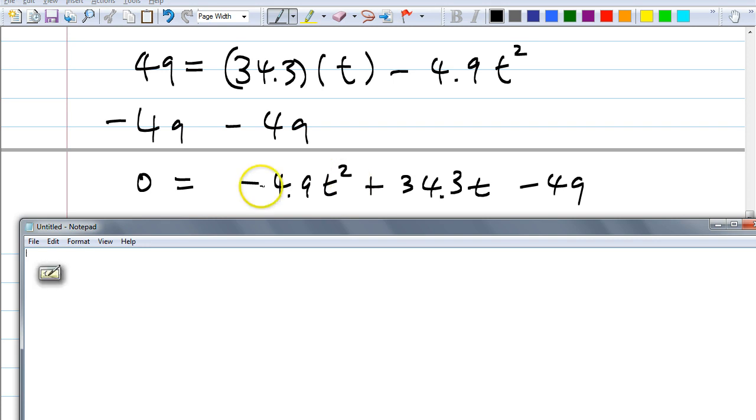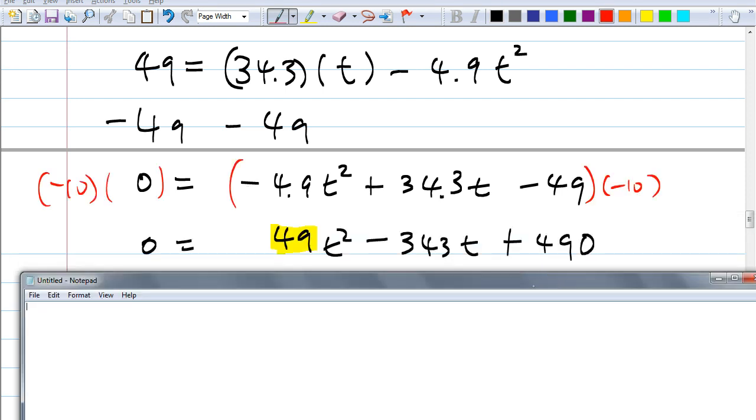But not only that, look. Do I want my first term to be negative? So instead of multiplying by 10, guess what? I'm going to multiply both sides by negative 10. Go ahead, everybody multiply both sides by negative 10. Look how nice this becomes. Did you all get this? You get 0 equals 49t squared minus 343t plus 490.